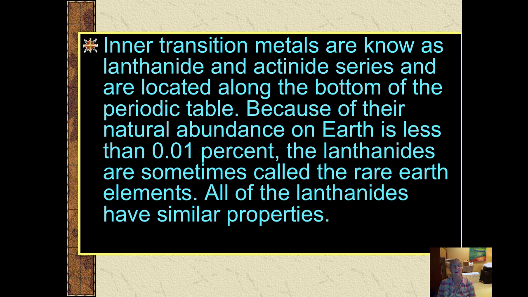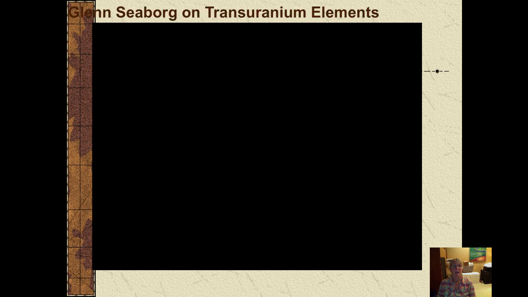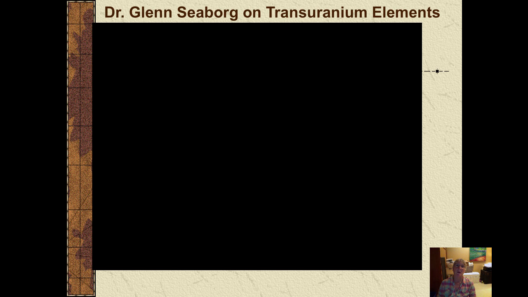So the lanthanides and the actinides together, as 2 rows at the bottom, are an intersection of the periodic table. We pull them out and put them down there in the f block because if you included them where they would naturally belong, it would make our periodic table twice as long. All of the actinides are radioactive, and none of them beyond uranium will occur in nature. Make sure you take time to watch this vodcast on Glenn Seaborg speaking about the transuranium elements.